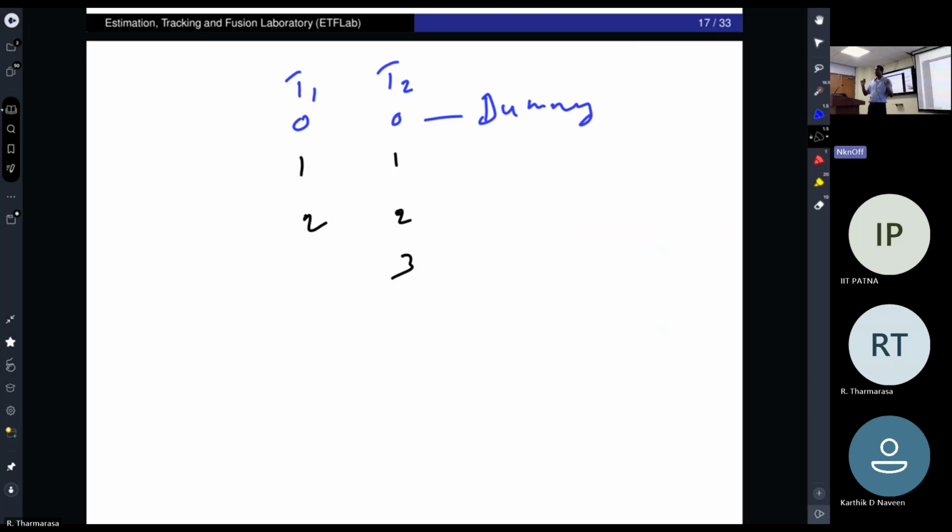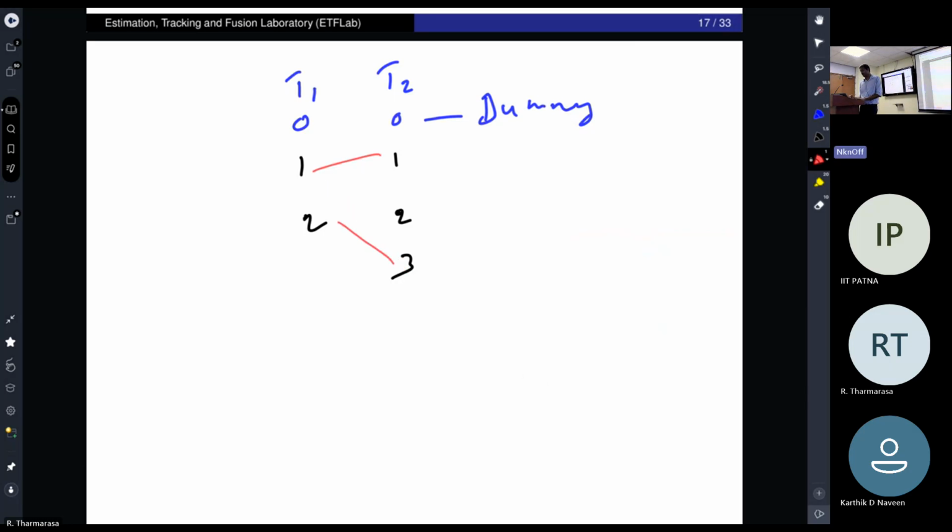Then one feasible association might be this and this. That's a feasible association, right? That means this track goes with that, track goes with that. Or you can have this and that. That is fine. Sorry, this is not fine. One track cannot go with 2 of them. That is not allowed.